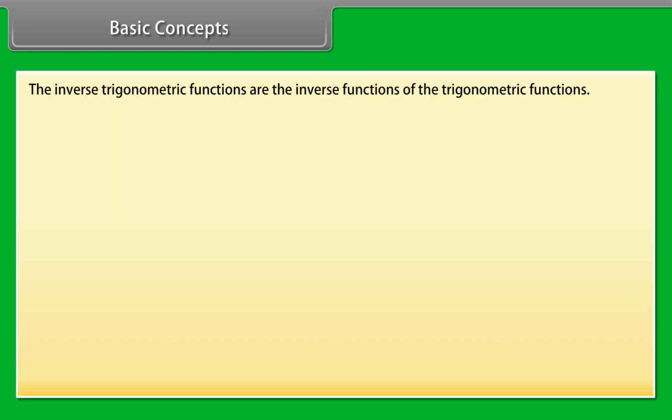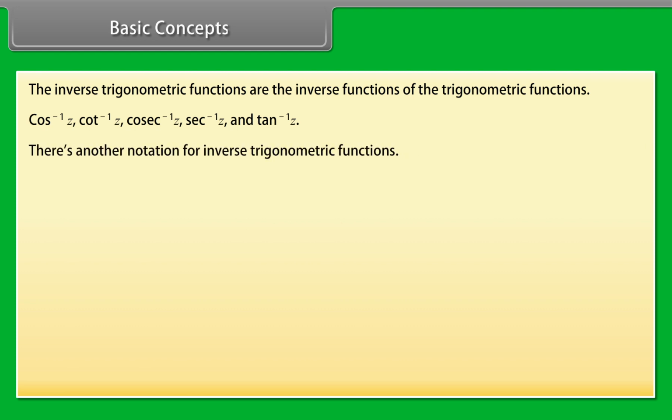Basic concepts. The inverse trigonometric functions are the inverse functions of the trigonometric functions. These are the inverse trigonometric functions. There's another notation for inverse trigonometric functions as given below. Cos inverse x is equal to arc cos x. Sine inverse x is equal to arc sine x. Tan inverse x is equal to arc tan x.